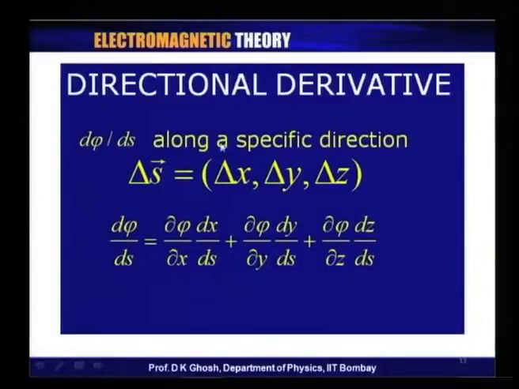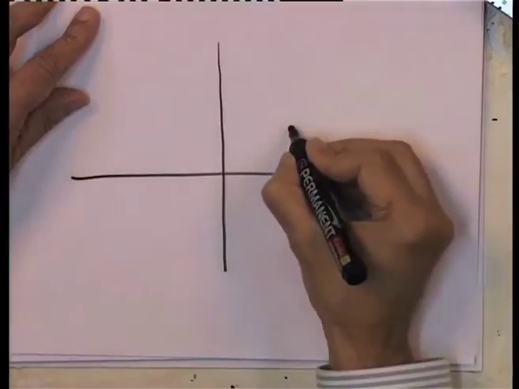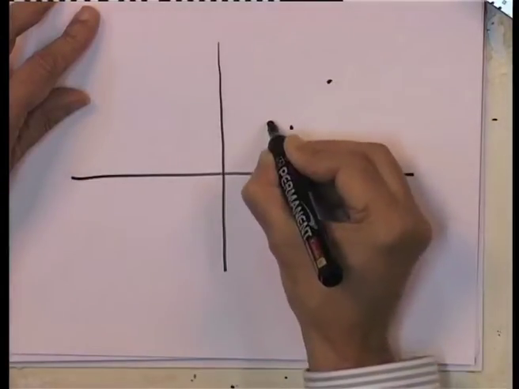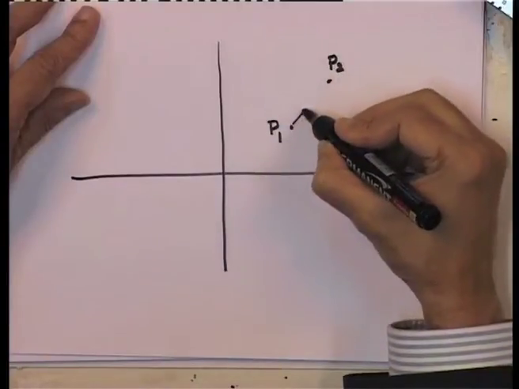This is my directional derivative. So, look at what the directional derivative implies. I have d phi by ds. Now, in going along this direction, suppose I am going from this point to, let us say, this point. So, this is point number 1 to point number 2. Well, I need to go like this.